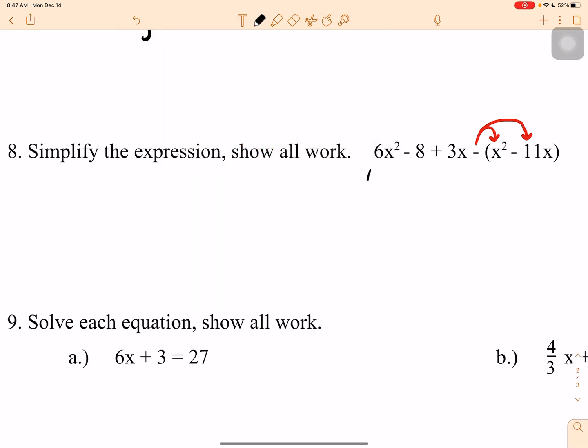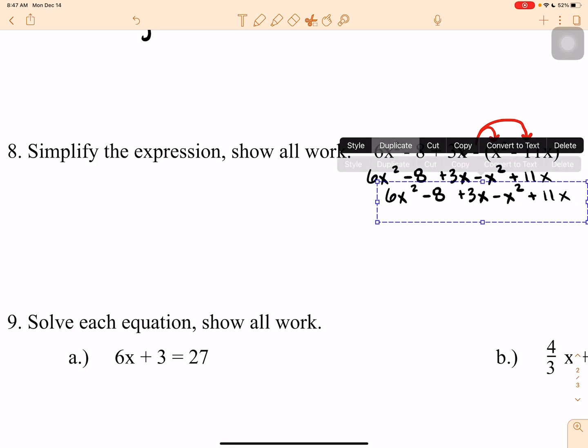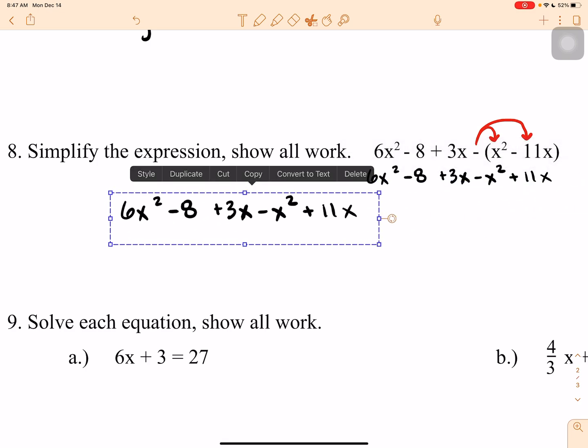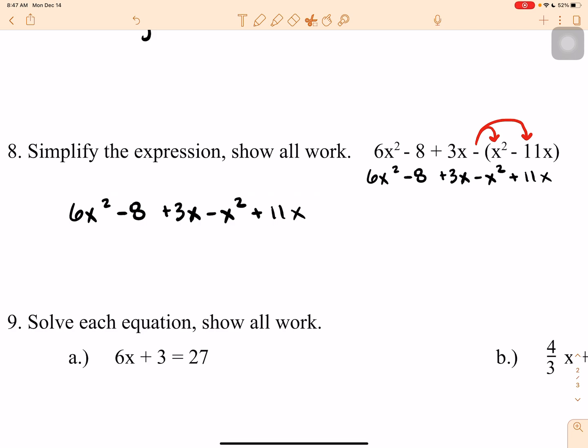So I have 6x squared minus 8 plus 3x. A negative times x squared will be minus x squared. And then a negative times negative 11x will be plus 11x. So now we have this expression here that we can simplify by combining like terms.